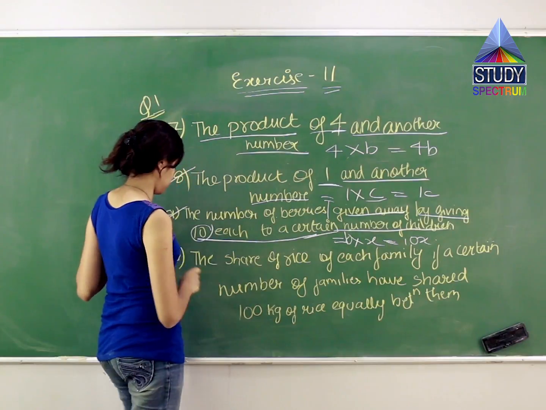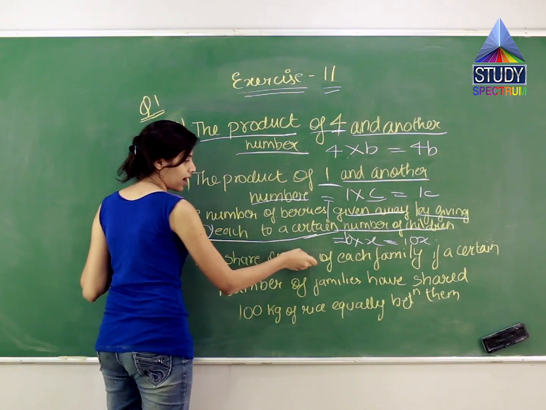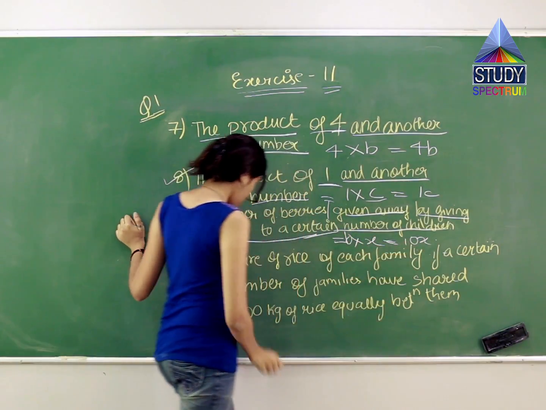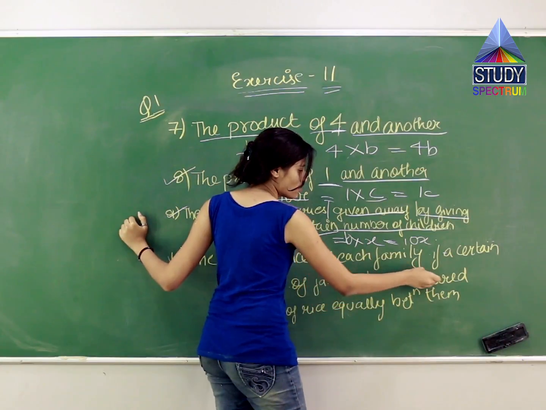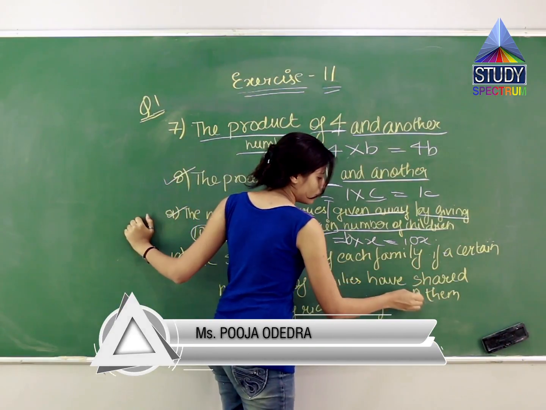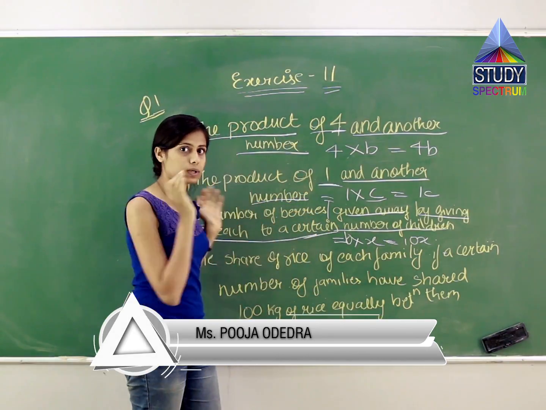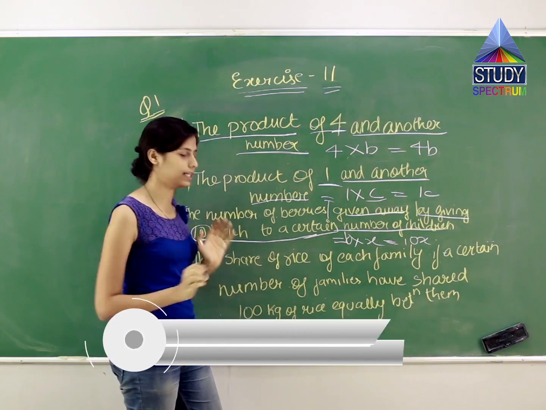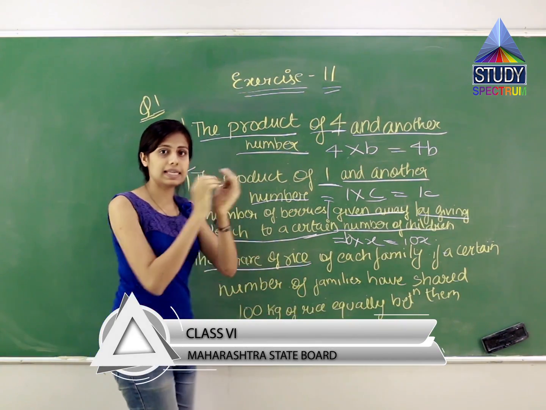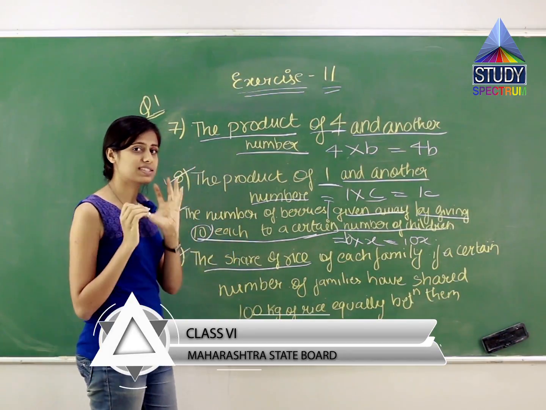Now the next question. The 10th question. The share of rice of each family, if a certain number of families have shared 100 kg of rice equally between them. Meaning I also didn't understand. Let us break the sentence and understand in detail. So see, the share of rice means what? Share, some part of the rice. Okay, they are asking you what is the share.